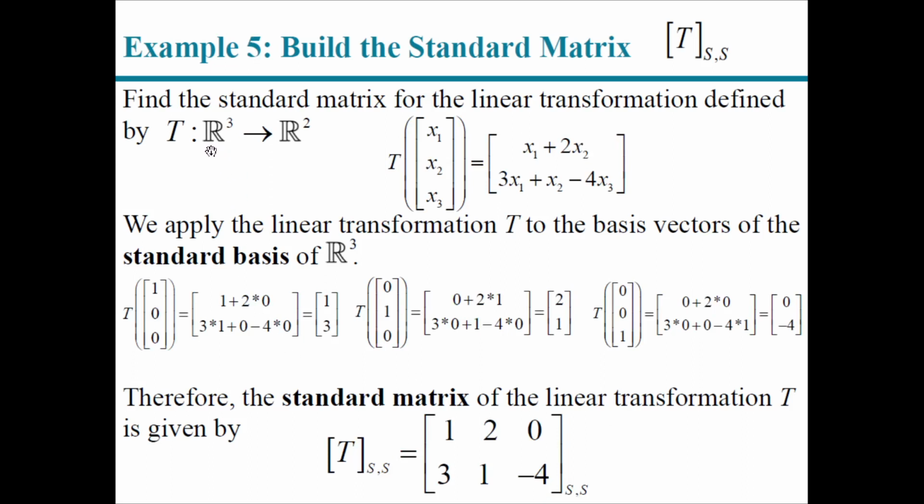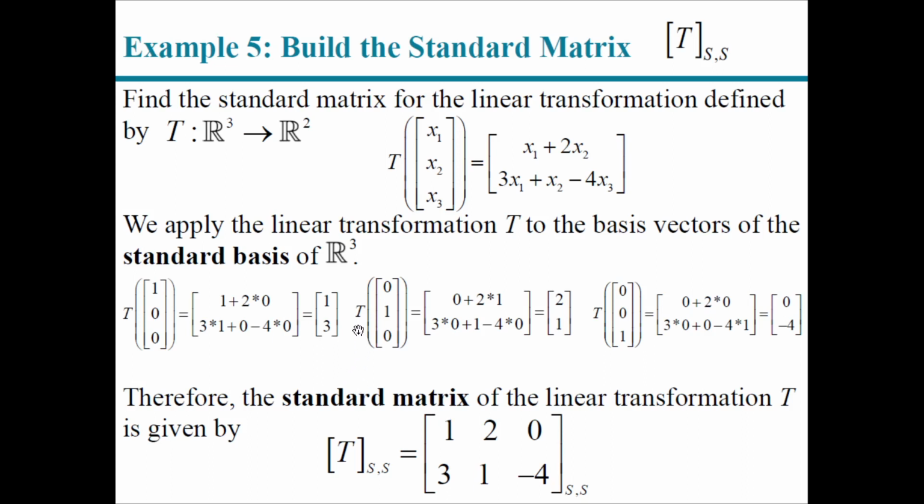Here, this one transforms vectors from R3 into vectors in R2. So it takes a vector with 3 components and does something to it following this rule, and we get as an output a vector with 2 components. To build the standard matrix, this time I need to take the standard basis for R3. So I apply this linear transformation to each of the standard basis vectors from R3. I take the first one, 1, 0, 0, I apply it, I get the image 1, 3, and this image goes into the first column of the standard matrix.